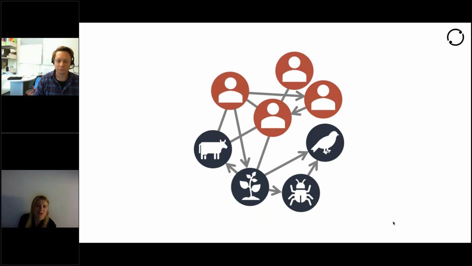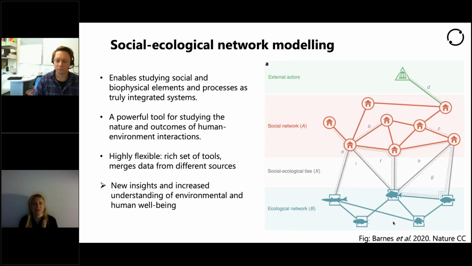And then when we talk about social ecological networks, we put humans in nature. So humans and environment are integrated, and you can't really separate them. And it is exactly this merging of humans and environment that makes social ecological network modeling really powerful. It really becomes only one system, humans and environment. And it's a really highly flexible tool, because network analysis has been around for decades. It has been used both in ecological and social sciences. So there are plenty of tools to choose from.